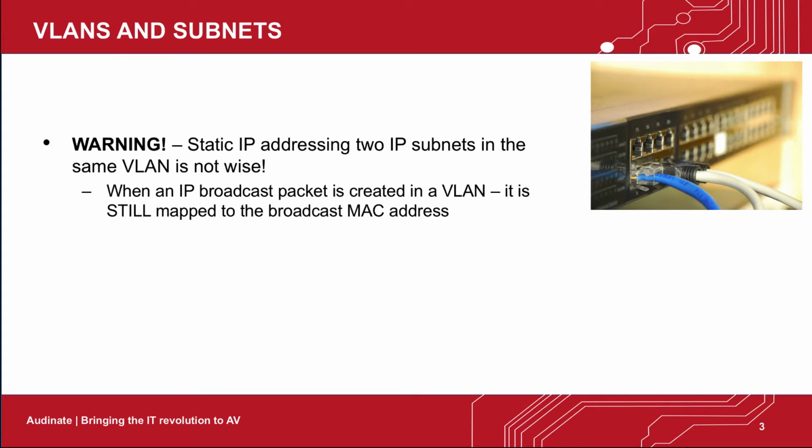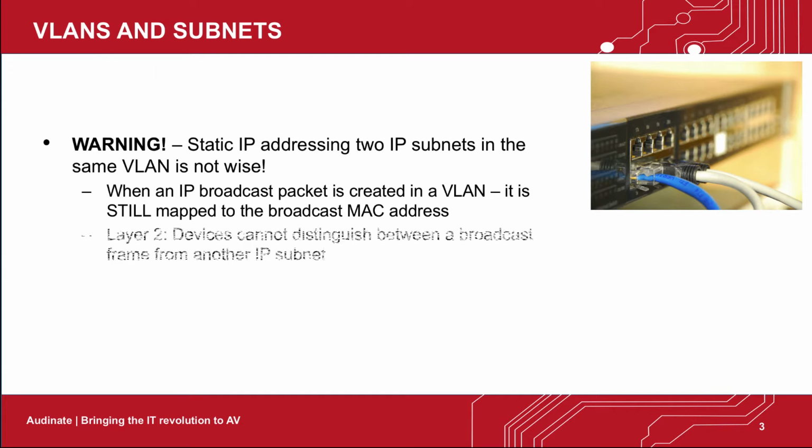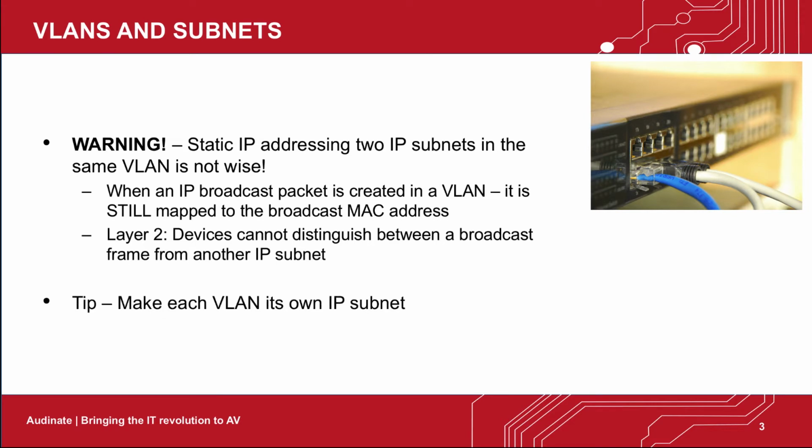When an IP broadcast packet is created in a VLAN, it is still mapped to the broadcast MAC address. At layer 2, a device cannot distinguish between a broadcast frame from another IP subnet. Therefore, an IP broadcast in a different IP subnet in the same VLAN will still go to devices in the other IP subnet. This is a potential security risk. So, how do we avoid this? You can simply make each VLAN its own IP subnet.